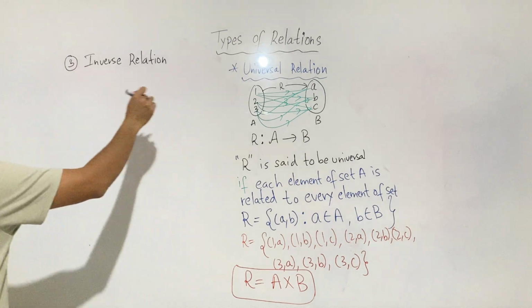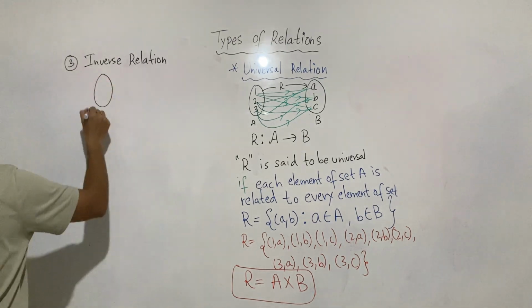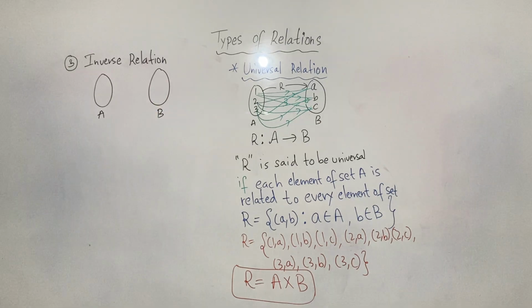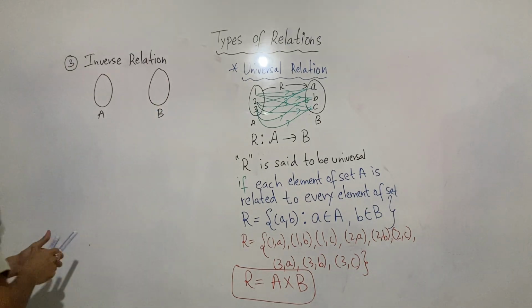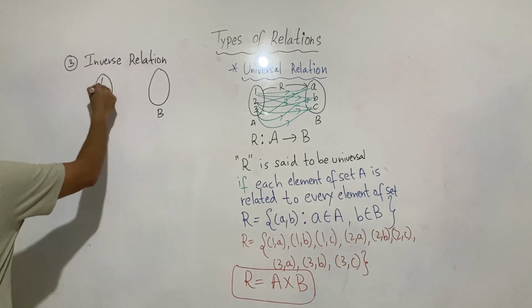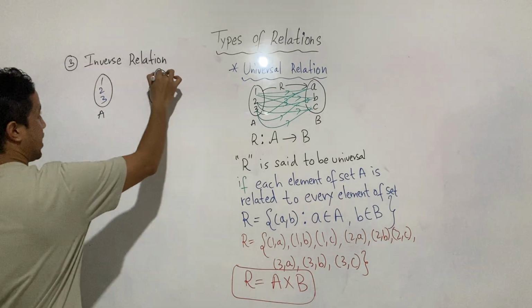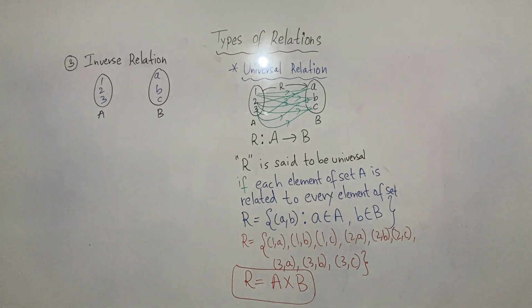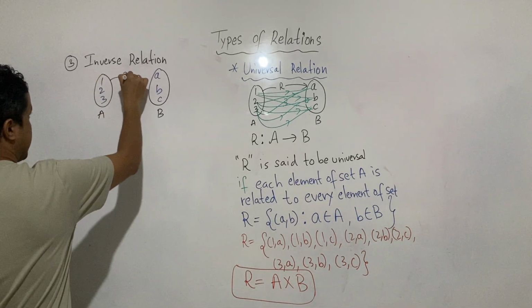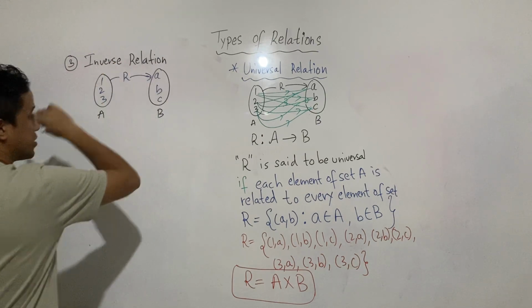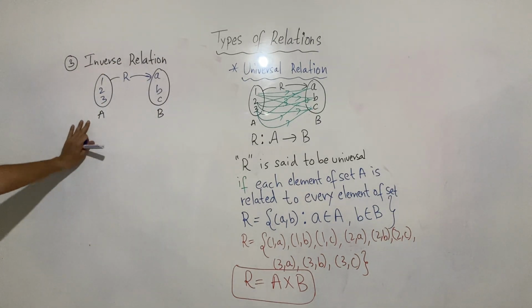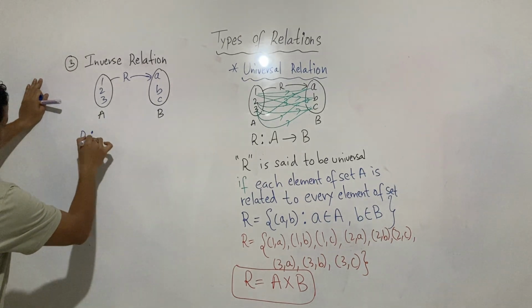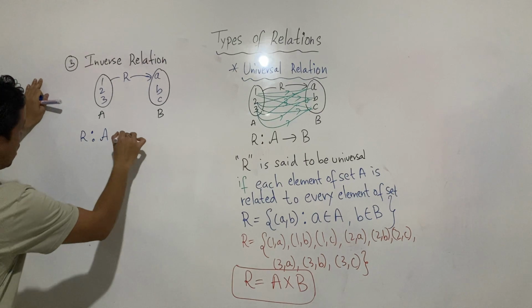Now let's take two sets again. Let's say this is my set A and this is my set B. I have the same elements 1, 2, 3 in set A, and A, B, C in set B. And R is the relation defined from non-void set A to non-void set B.